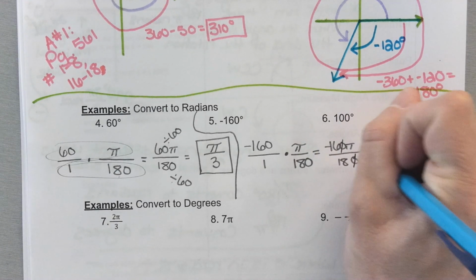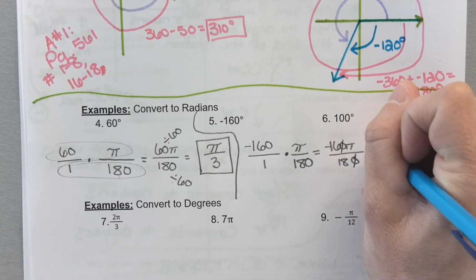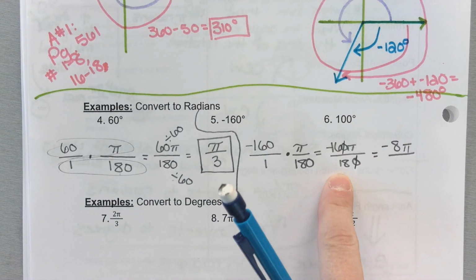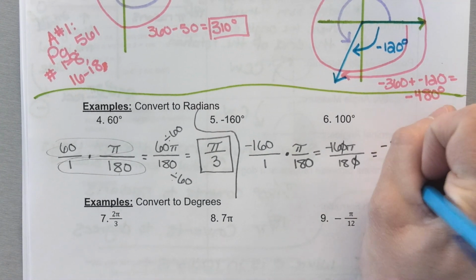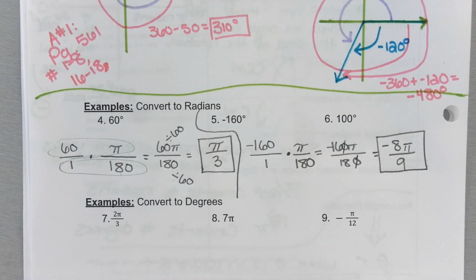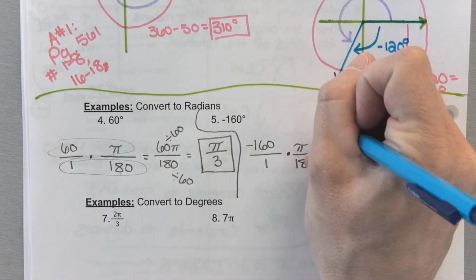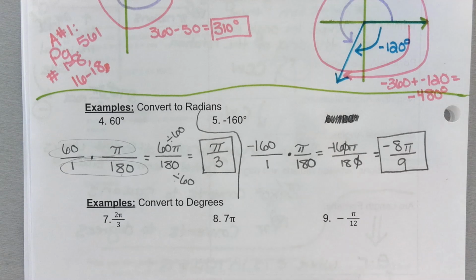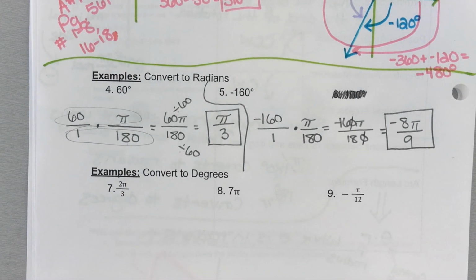How many times does 2 go into negative 16? Negative 8. So I have negative 8 pi over 18 divided by 2? 9. All right, I think 2 is good enough. We won't do 6. And I didn't save room for it anyways. Are we okay with both of those and reducing fractions?